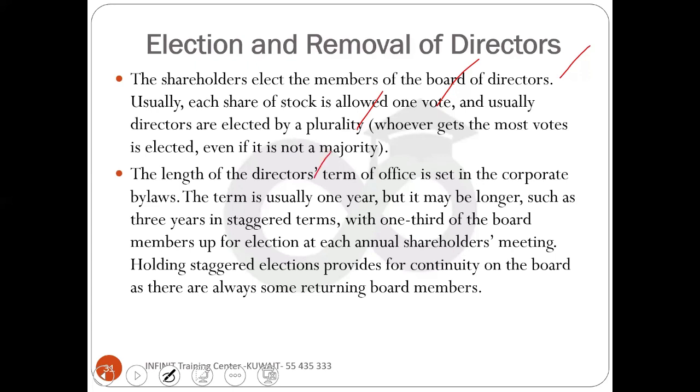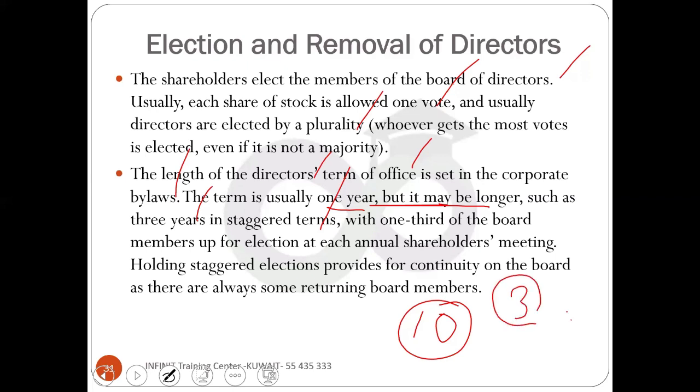Now, length of the director's term of office is set in the corporate bylaws. So how long they are going to be there in the position, that is set in the bylaws. And the term is usually 1 year, but it may be longer, such as 3 years, in staggered terms. So staggered terms means maybe if you have 10 directors, there will not be election for all the 10 directors together. Maybe 3 directors will be elected in first year, 3 directors in the second year, and 4 directors in the third year. This is what we call the staggered form.